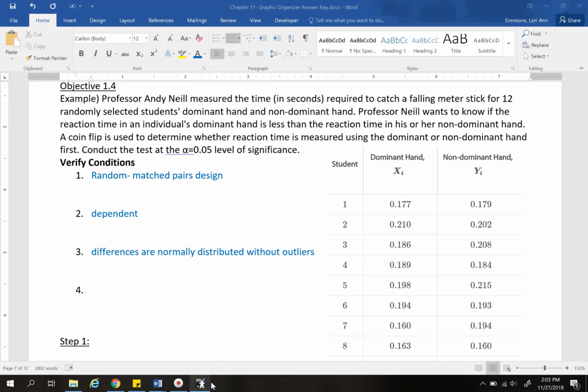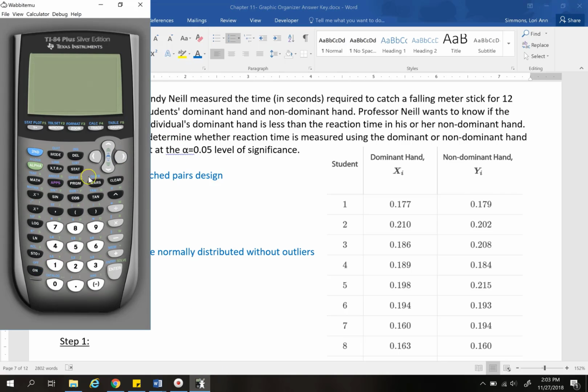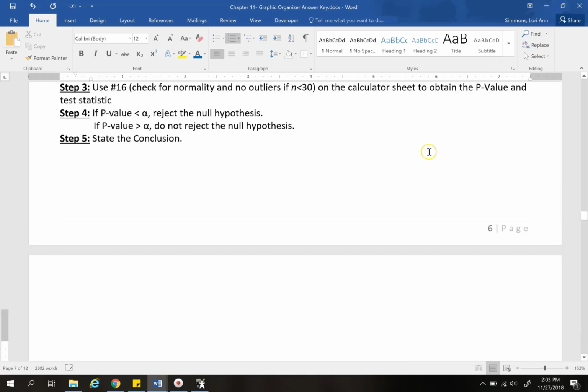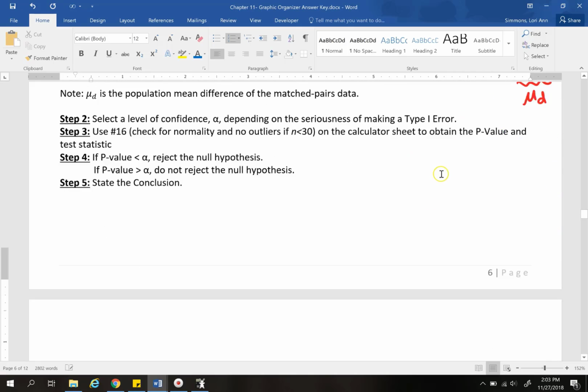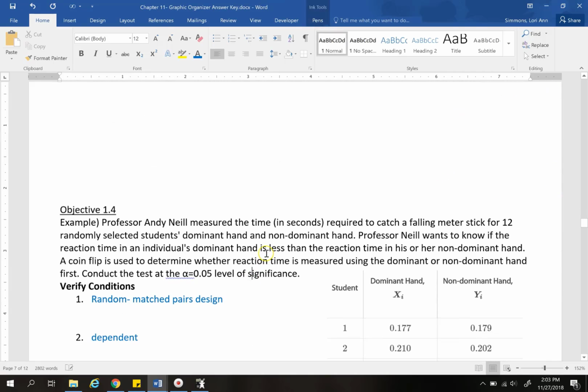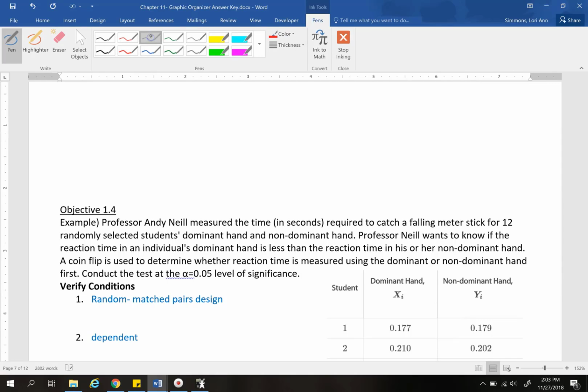Without outliers. So what we're going to do is determine which one's going to be in list 1 and list 2. So we need mu sub 1, whatever is on the left hand side. If you look carefully, the question wants to know if the individual's dominant hand is less than the non-dominant hand. So this would be mu 1, this would be mu 2, and this is less than. So the dominant is mu 1, non-dominant is mu sub 2.